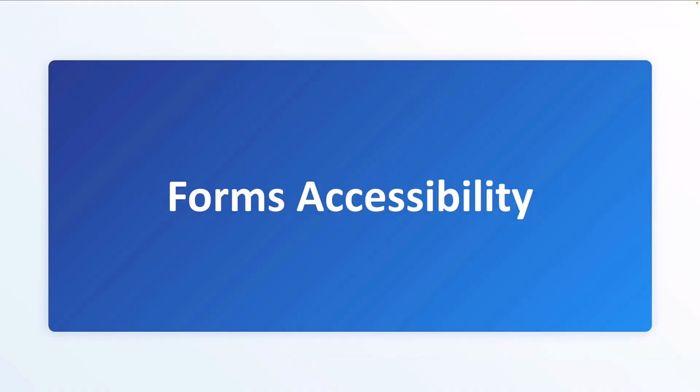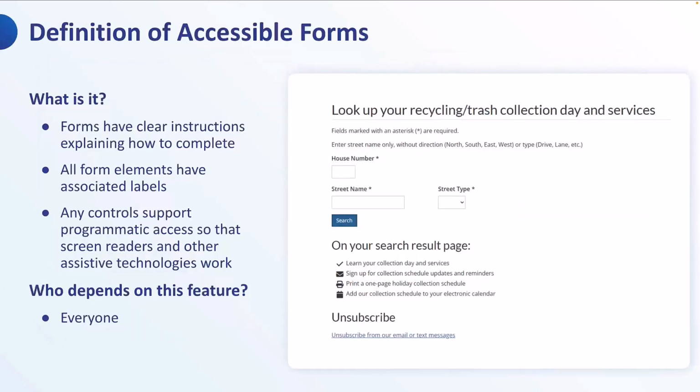Now let's move into forms accessibility. Many of the applications in the county are form-based, so this is a critical area. We won't cover every aspect today, but the starting point is straightforward. Make sure forms include clear instructions on how to complete them. Ensure every form field and element has an associated label. Confirm that all controls support programmatic access so they work properly with screen readers and other assistive technologies.